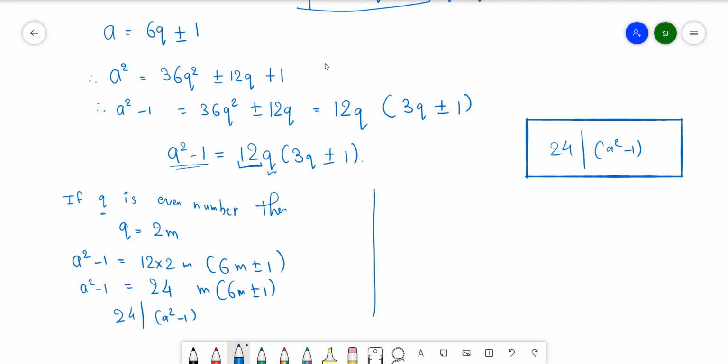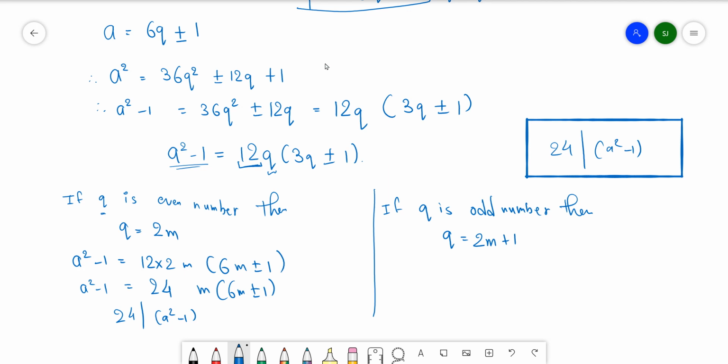Now, is it always possible my q will be even? No, no, no. The other possibility is my q can be an odd number. So let's just think about it. If q is an odd number, then my q can be written as some number of the form 2m plus 1. Right? So what I'll do, it is 2m plus 1.